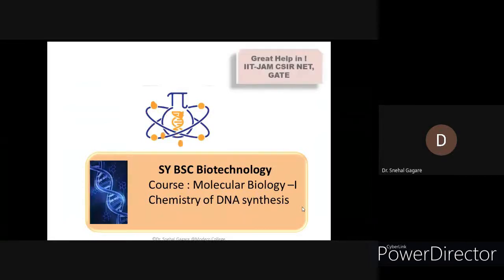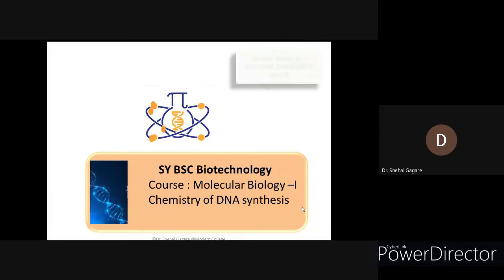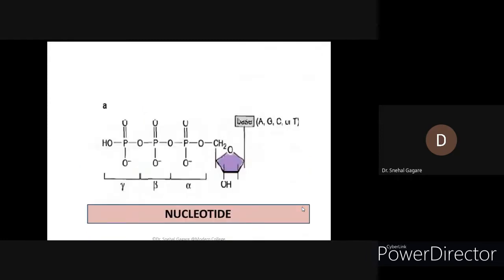Today we are going to see in our Molecular Biology 1 course the chemistry of DNA synthesis. So in the last part we have seen the semi-conservative mode of DNA replication. Now we have understood that DNA replicates by the semi-conservative mode of replication, which was proved by Meselson and Stahl. And today we are going to see what is the chemistry behind the synthesis of DNA.